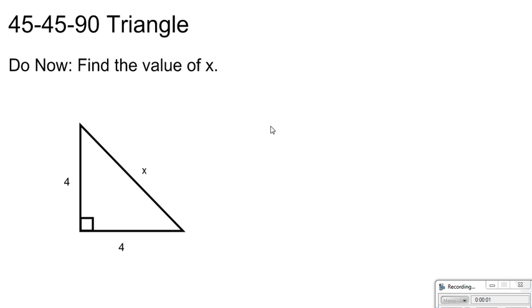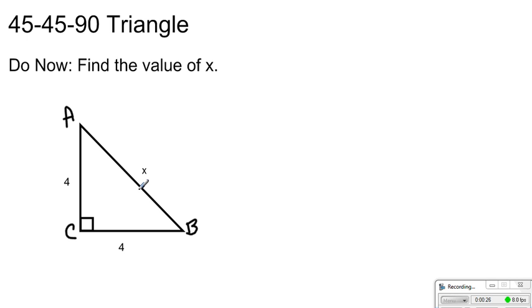So today we're going to be looking at a 45-45-90 triangle. First, I want you to find the value of x. Given in this triangle, a right angle is given right over here. Let's call it angle C, and here are angle A and angle B. Now, AC is equal to 4, and BC is also equal to 4, and I want you to find the value of x.